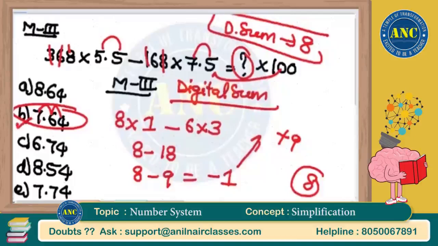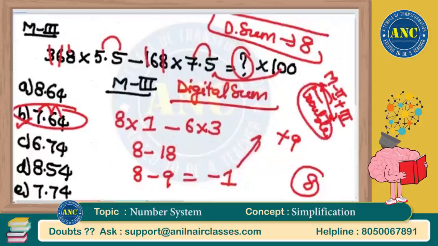In case you are stuck with more than one answer option where the last two digits are divisible by 4, use a digital sum. Method 2 and method 3 combination should be used if you are in trouble. I hope it is clear.